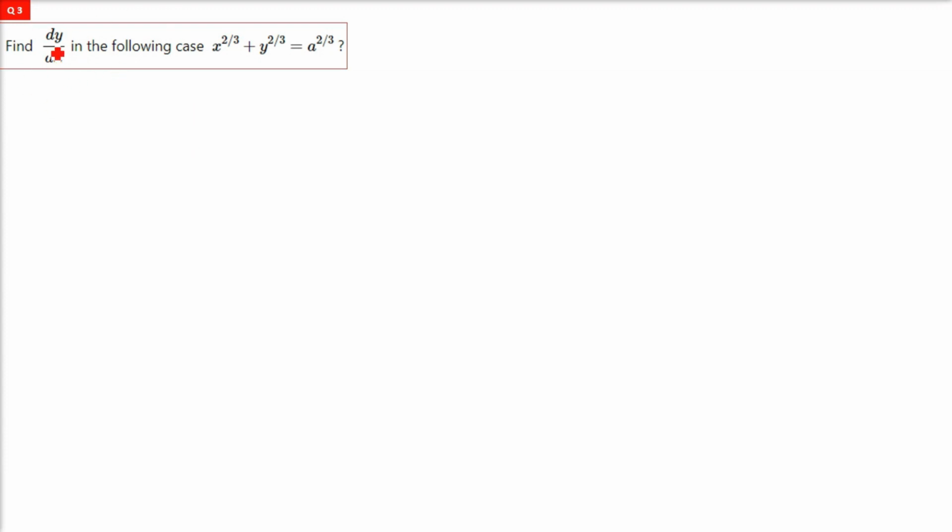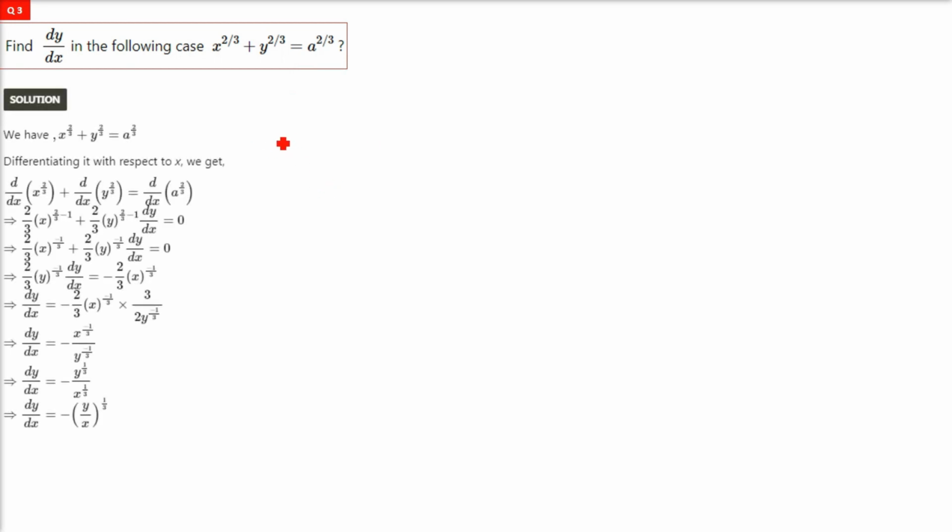Find dy by dx in the following case. So x raised 2 by 3 plus y raised 2 by 3 equals a raised 2 by 3. So same thing here. Dy by dx on one side, other thing on the right hand side. So dy by dx of x to the power 2 by 3, then y raised 2 by 3 and a raised 2 by 3. So 2 by 3 and x to the power n minus 1 I am applying. 2 by 3 x to the power 2 by 3 minus 1 plus this is 2 by 3 y to the power 2 by 3 minus 1, and since it is y, we have to put dy by dx.